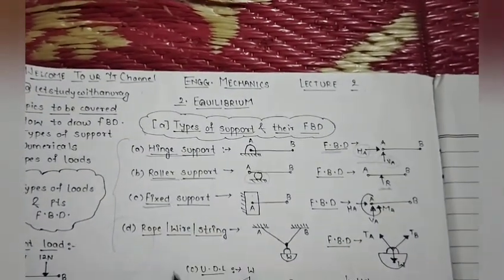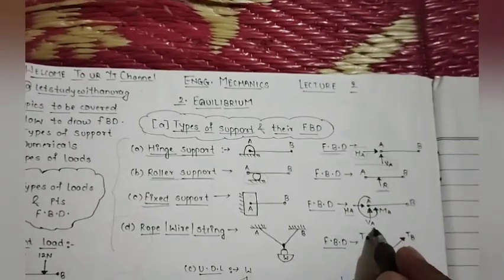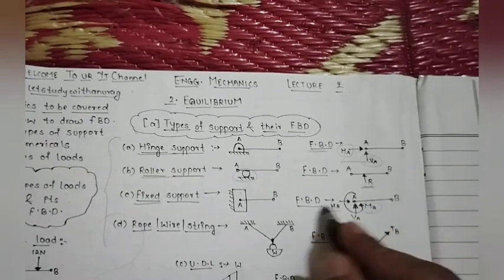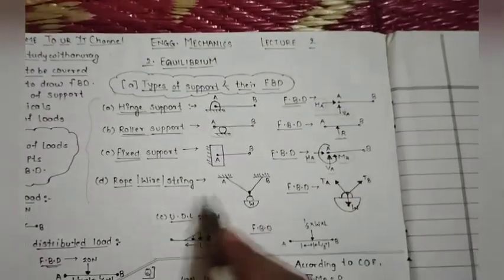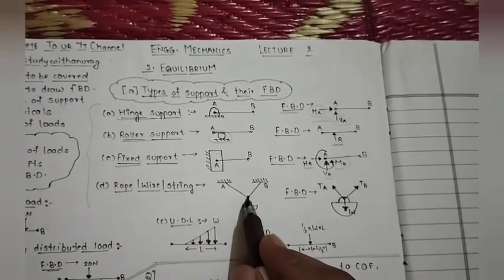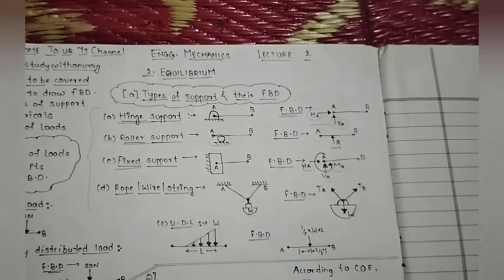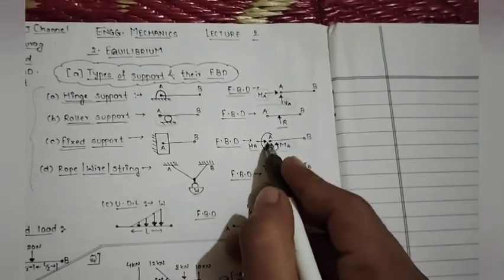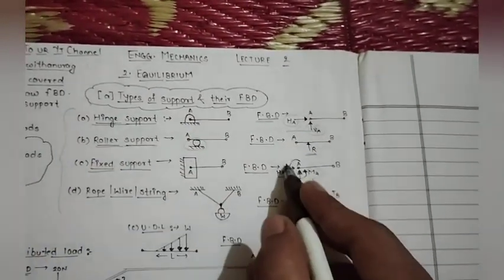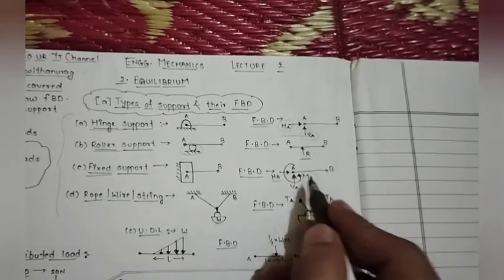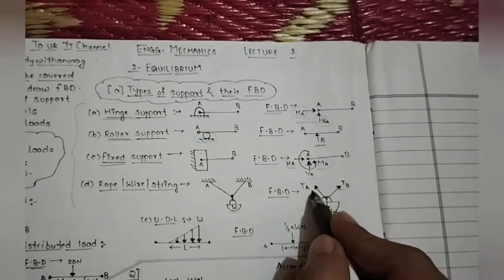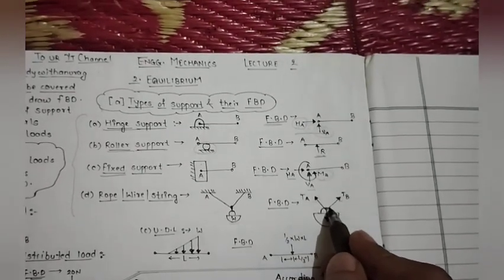After that, we have fixed support. In fixed support, horizontal and vertical reactions, and along with this, a moment also comes into the role while drawing the FBD for fixed support. For rope support, always remember rope, wire, string, it exerts tensile force on the body. For tensile force, the direction should be away from the body. So that's why you can see in the above three supports, the direction of the force is towards the point, but in the fourth we can clearly see that the direction of the force is away from the body, or you can say away from the point.